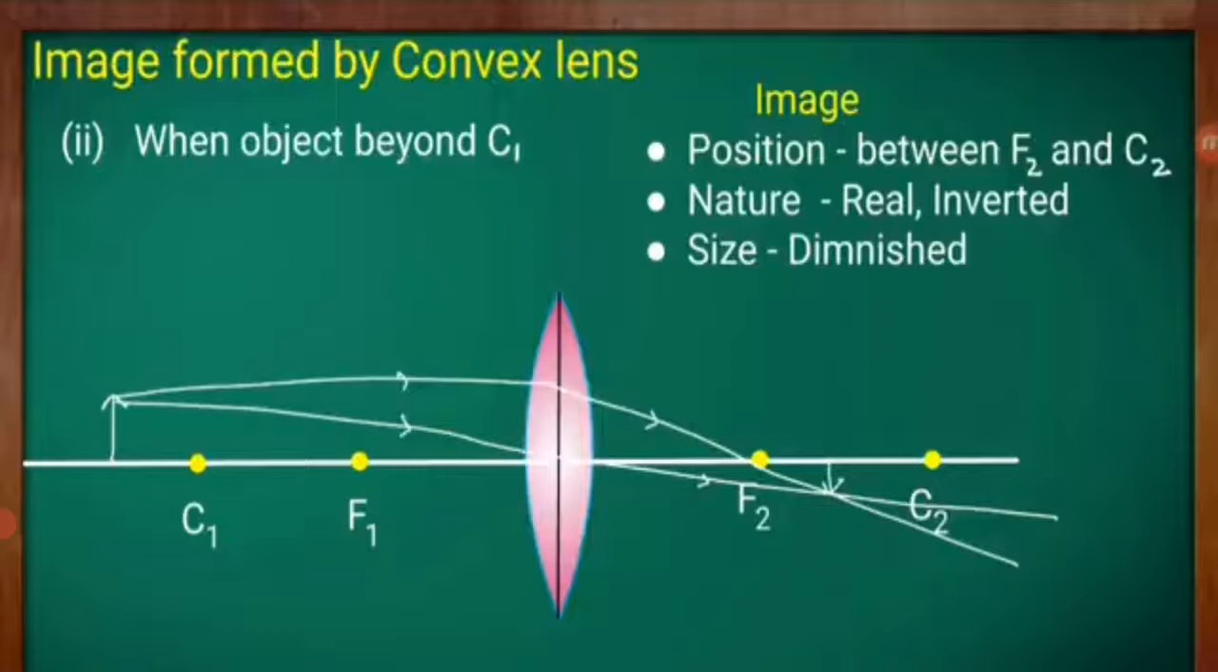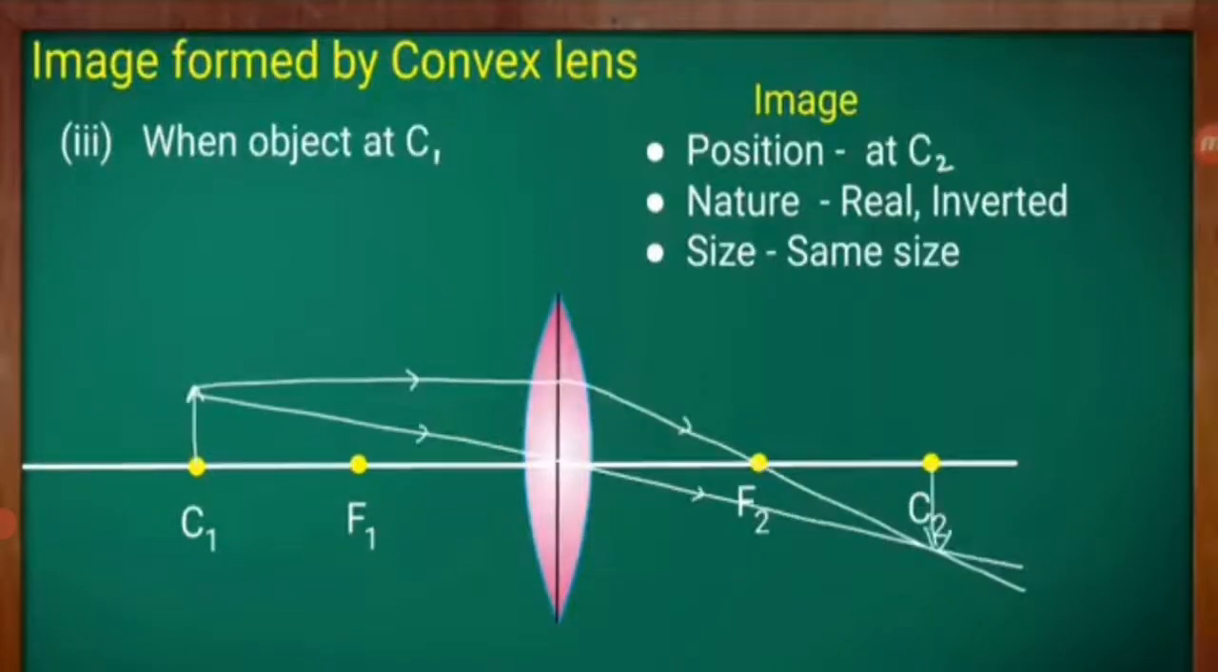This is the second case where the object is beyond C1. Therefore where do you find the image formation? The image is formed between F2 and C2, and the image formed is real and inverted, and the size is diminished. Now this third case is the object is placed at C1. So now as I have said, 2 points you have to keep in mind. A ray should be parallel to the principal axis, where it has to come after refraction through F2, and the other line should be passing through the optic center without any deviation.